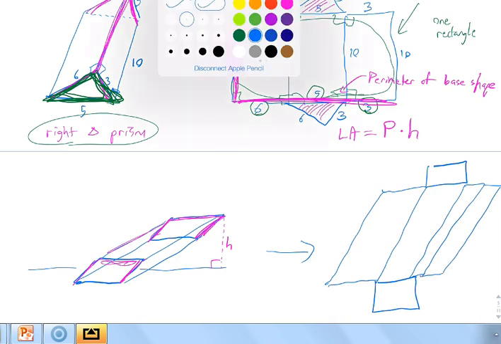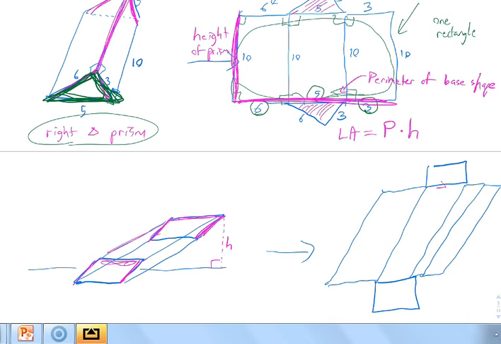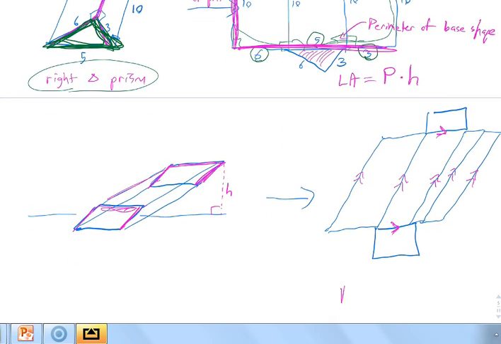And so what do we get? Well, we know that the two bases have to be parallel, right? That's part of what it is to be a prism. The two bases have to be parallel. And we know that the bases are connected by parallel lines. So all of these have to be parallel. So look at this. These are all just parallelograms. And remember that the area of a parallelogram is also just base times height, just like a rectangle.